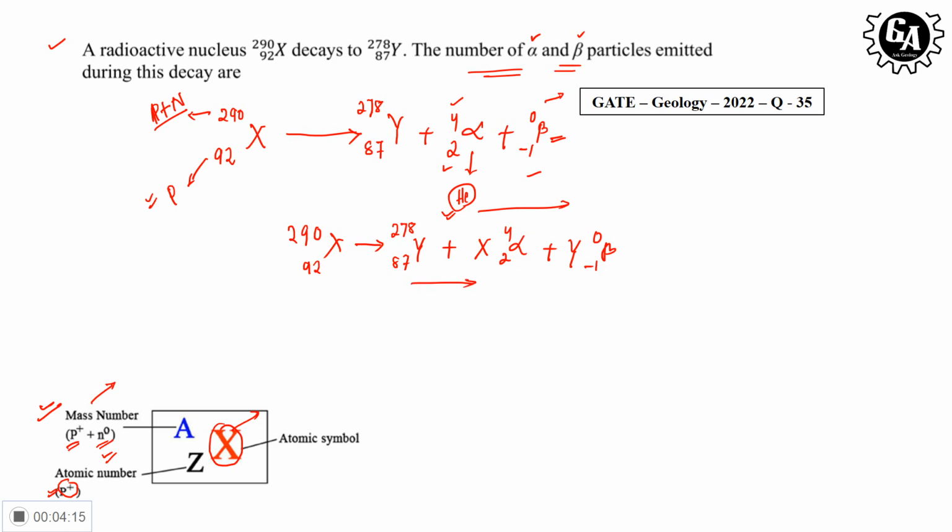For the upper portion, what we get is 290 equals 278 plus 4x, and plus 0y, so no value to add there. So simply we get 4x equals 290 minus 278. What is that value?